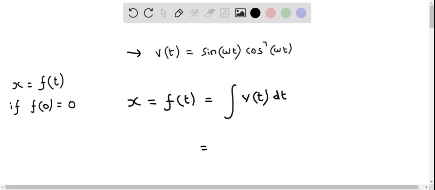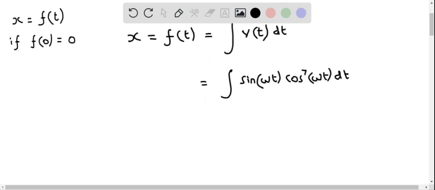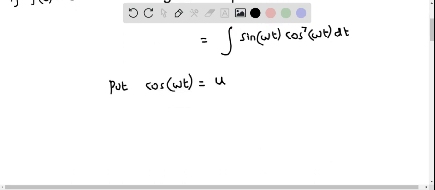Let's replace v of t by this given function, that is sine omega t times cos power 7 omega t, and then dt. So basically we have to evaluate this integral. Let's see how to do this. I'm going to use the substitution method. So I'm going to put cos omega t equals u. And now I take the differentials on both sides.